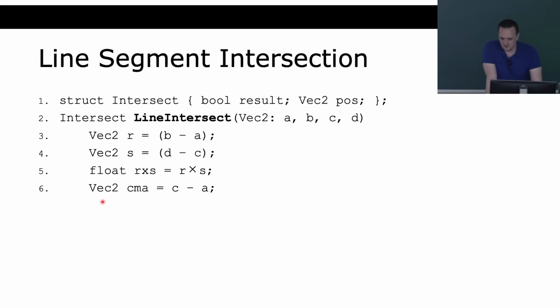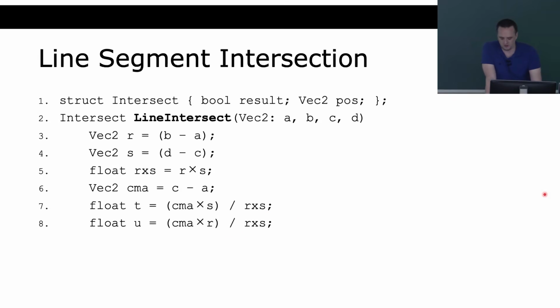And then cma is equal to c minus a. And now we can implement that formula. So t is equal to cma cross s divided by rxs. U is equal to cma cross r divided by rxs.